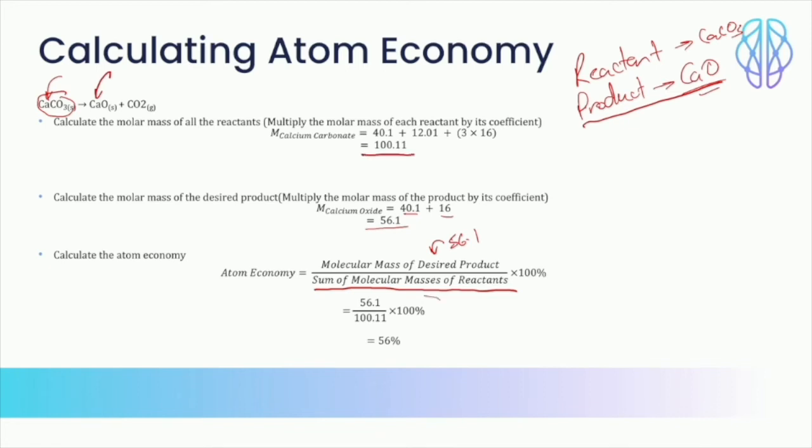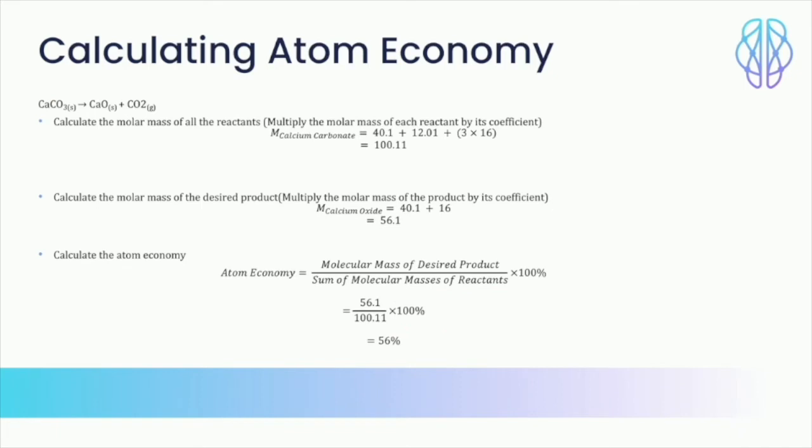If you express this as a percentage, you get 56% once you put all your values in. So what does this 56% actually tell you? It's telling you that 56% of the atoms contained in calcium carbonate are being used to form calcium oxide. The other percentage is the waste, which is carbon dioxide in this case.